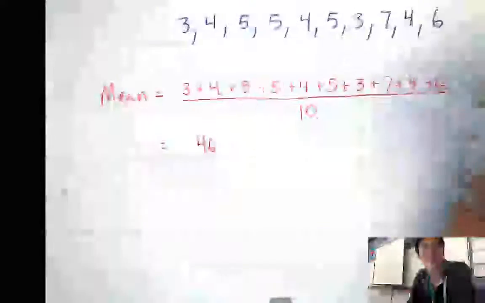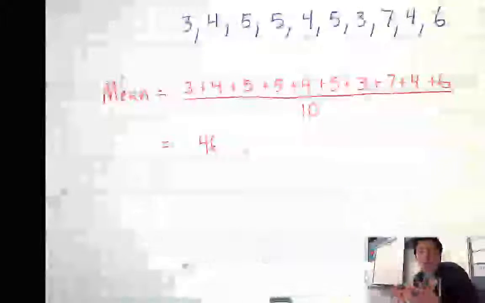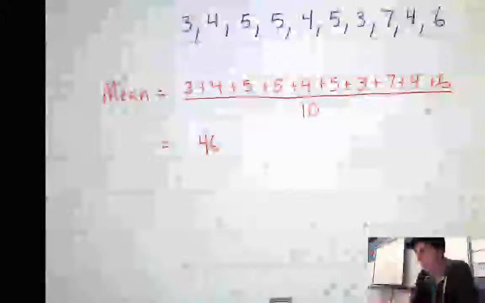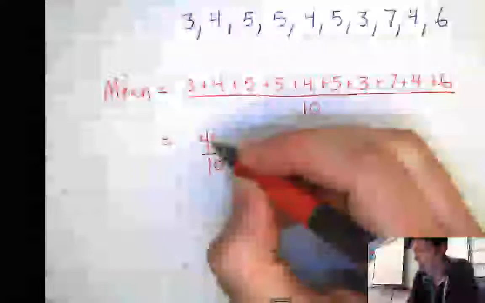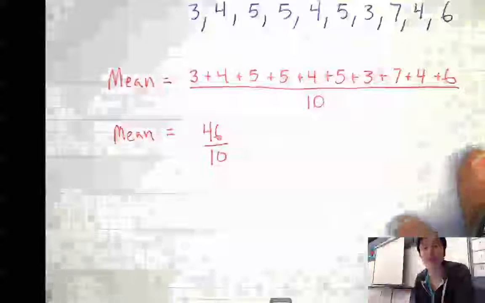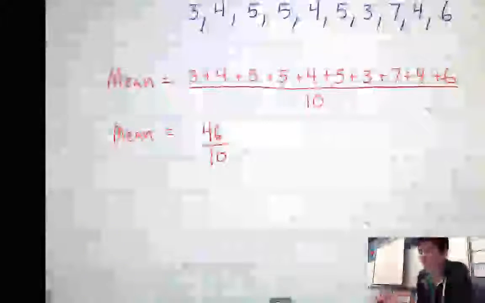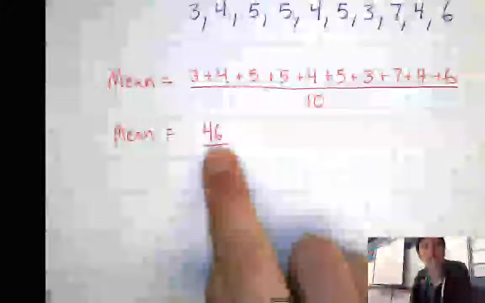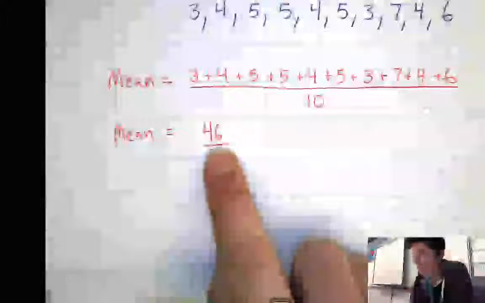A common mistake is people will get really busy adding up all the numbers and forget the final task, which is to divide by 10. A lot of times people will say 46 is the answer, but think about what that means. We're trying to find the average. What's the average number of people living in your classmates' houses? The average number of people is not 46. People do not have 46 people living in their house. So don't forget the final step to divide by 10.